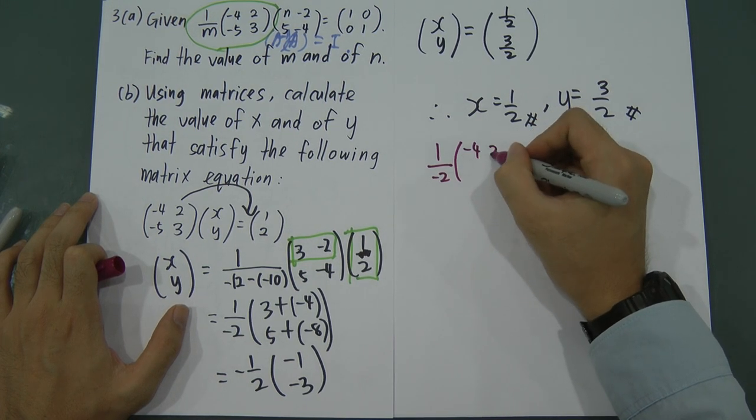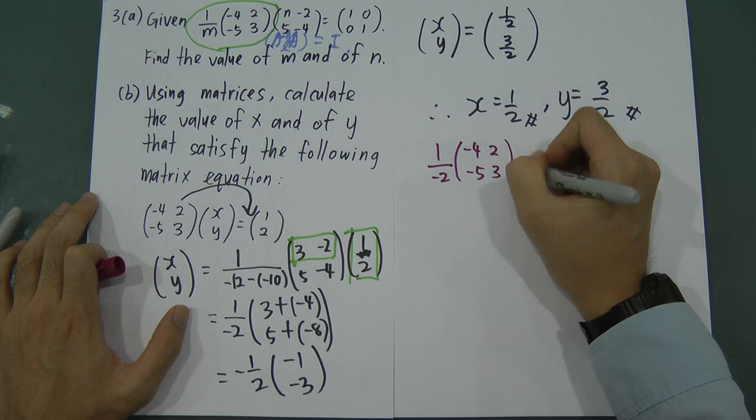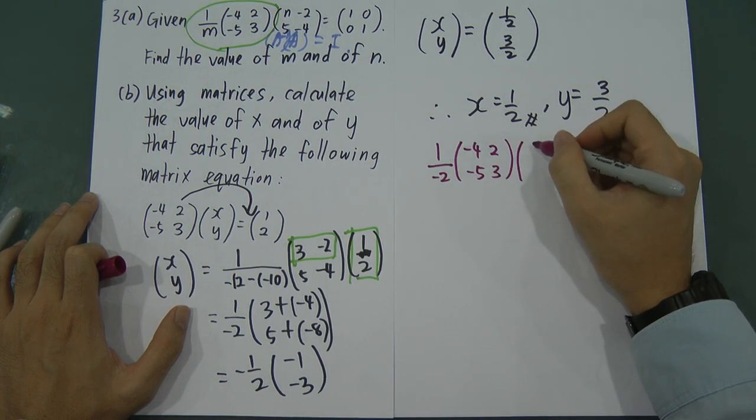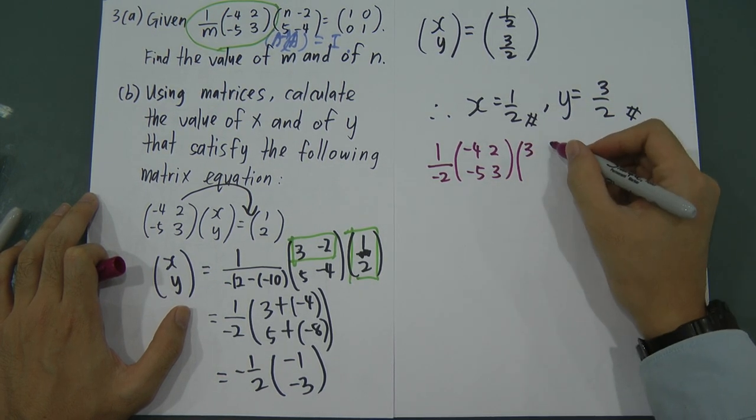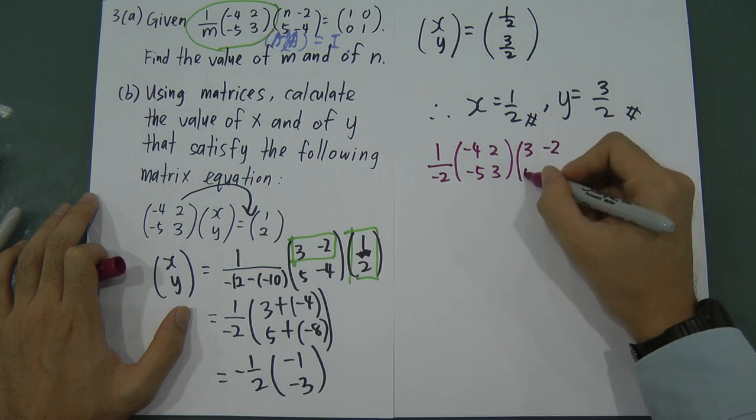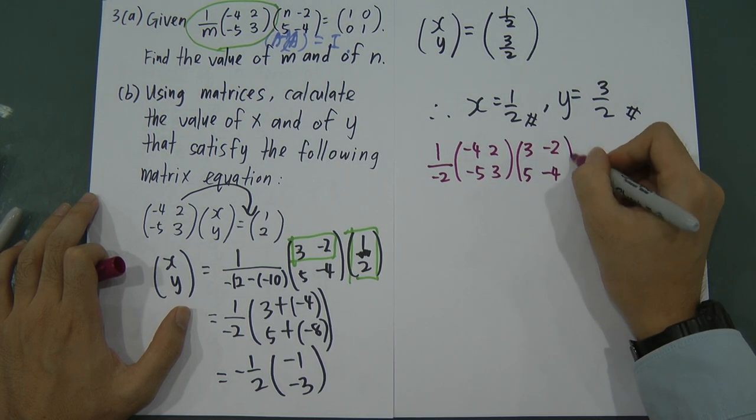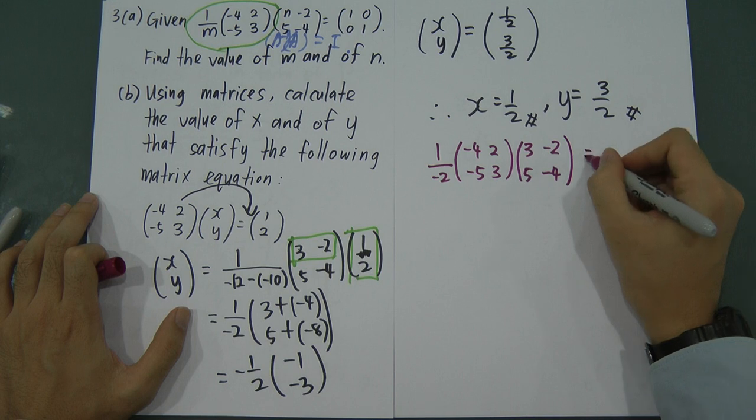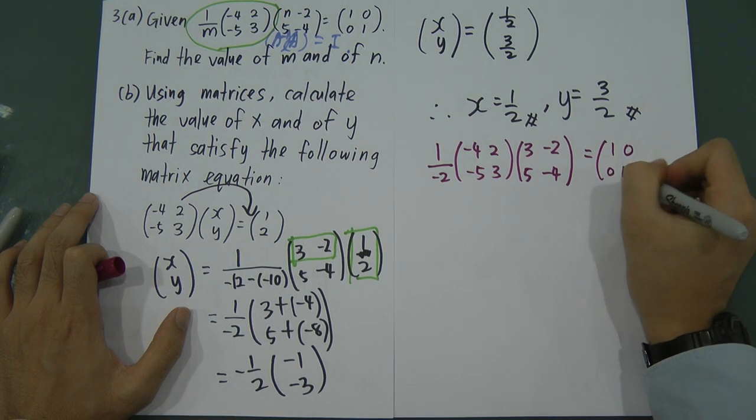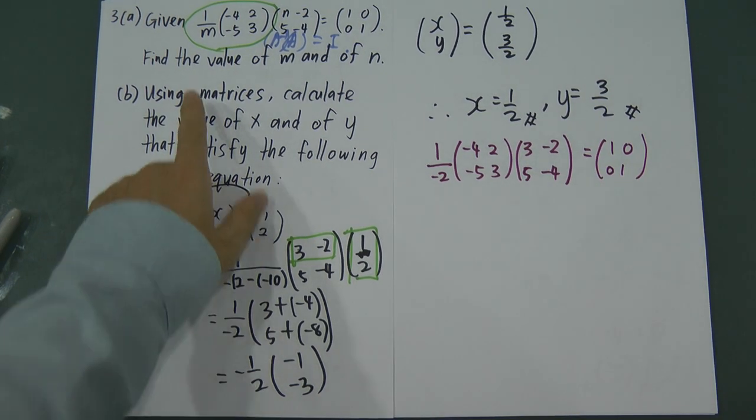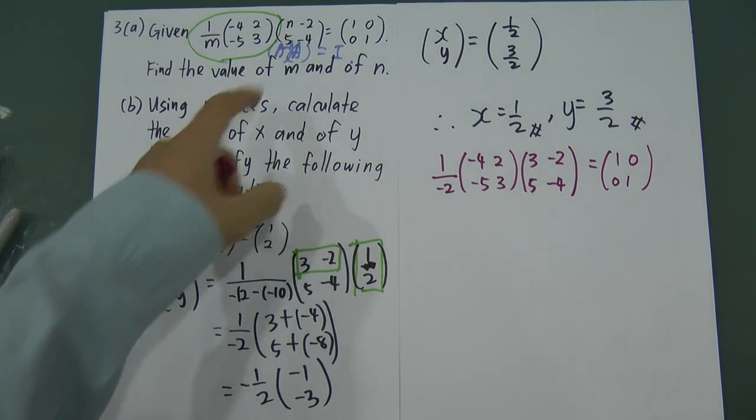Negative 4, 2, negative 5, 3. And n just now we got is 3, 3, negative 2, 5, negative 4. Okay, and then we're equals to 1, 0, 0, 1. This is, if I find out m and n, I substitute back over here.